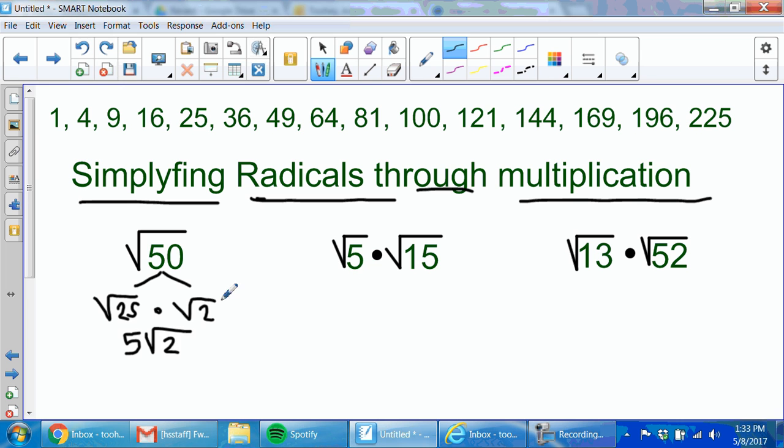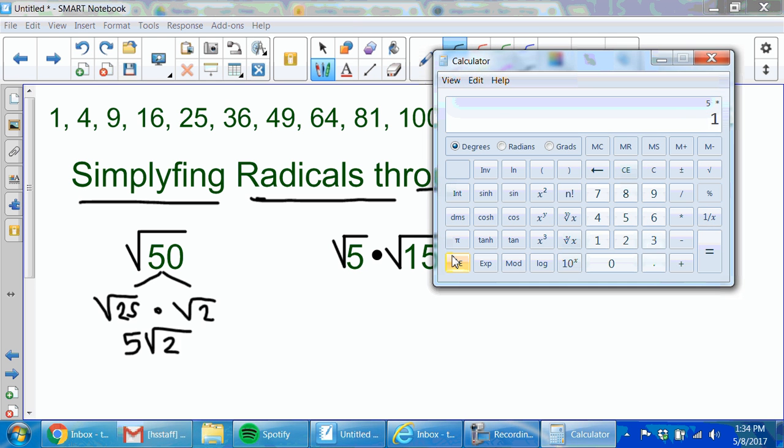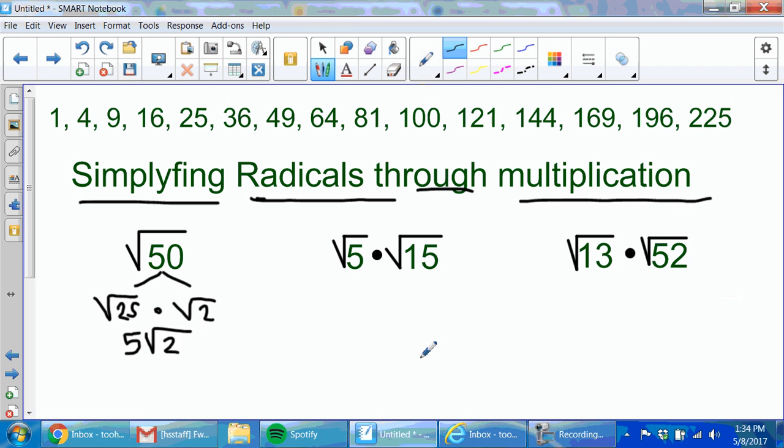So here's another property. It's kind of the opposite, going from the second level to the first. I have two numbers here, and neither of them can be divided by the perfect squares. So what I'm going to do is multiply 5 times 15. That gets me 75. So I'm going to change this to be the square root of 75. Now I'm going to see if 75 can be divided by any of these numbers above to produce an integer.